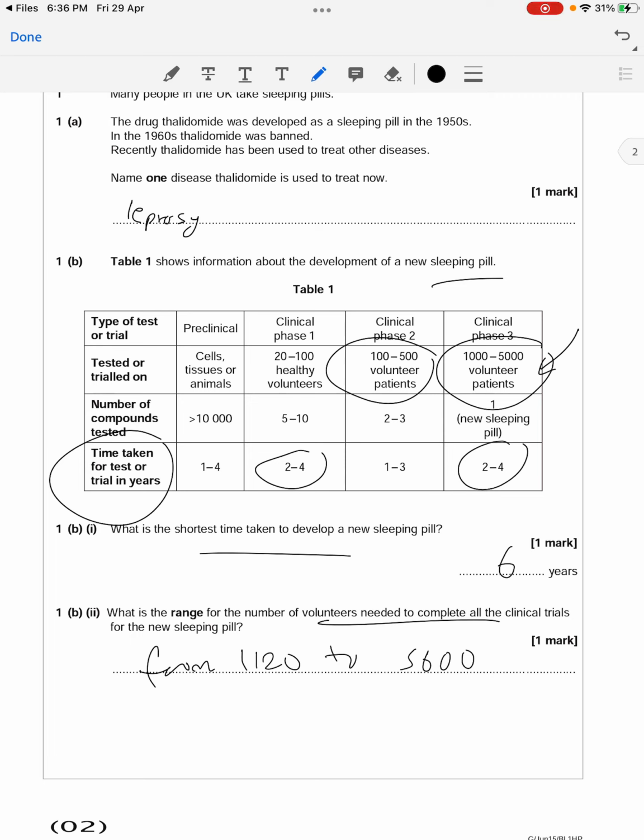So the range of volunteers needed to complete all the clinical trials is that we add them up: 5,000 plus 500 plus 100 is 5,600, and 1,000 plus 100 plus 20 is 1,120. This is how I get the values for the range.